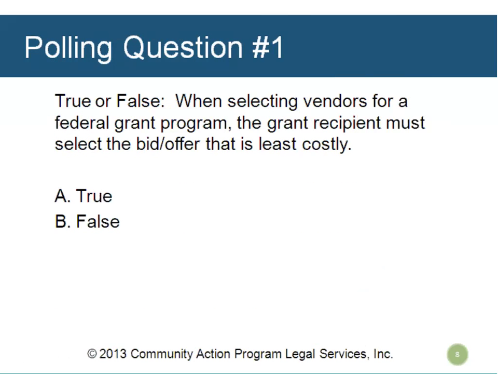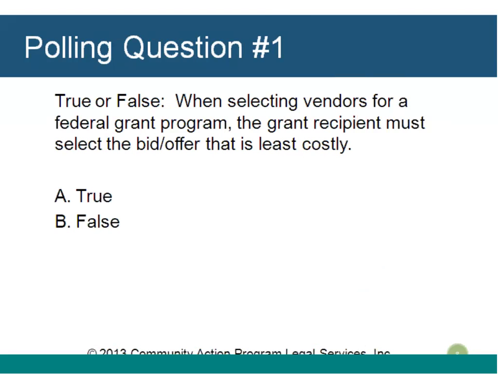All right, so now we're going to go to the polling question. When selecting vendors for a federal grant program, the grant recipient must select the bid or the offer that is the least costly. Is that true or false? That poll is open on the right side of your screen. I see a few of you are starting to get those answers in. It's a shorter question, so we only gave a minute total. You have about 40 more seconds or so to get those answers in.